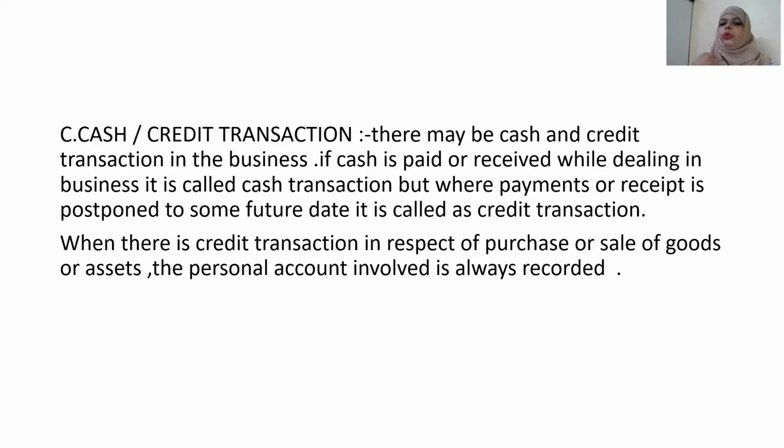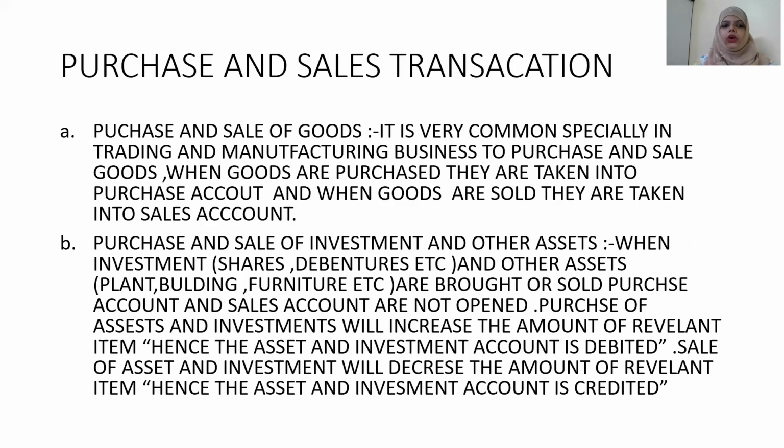Suppose I took 20,000 rupees credit from my friend for my business. She may not write in her books that she has given 20,000 to Sabha's business, but she will write that she has given 20,000 rupees as credit to Sabha's account, not Sabha's business. So there is a difference. Here the business will not be involved, but the particular person's personal account will be involved. Moving on.